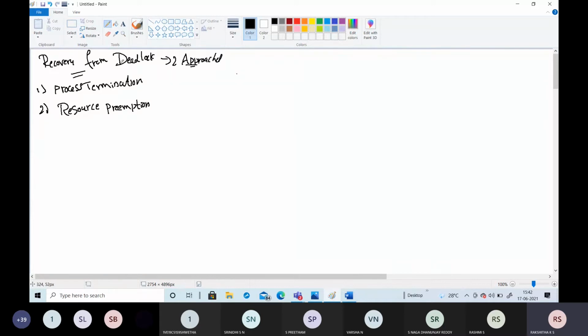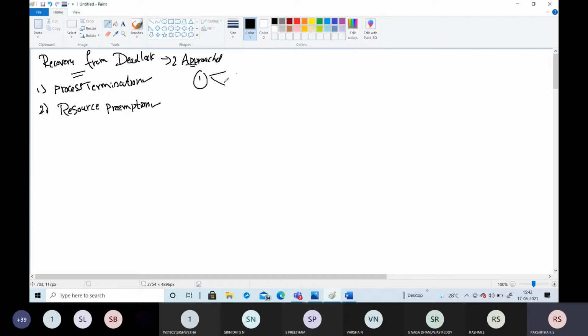Okay, so what are the two different approaches we have used in the recovery from the deadlock? First is process termination and second is resource preemption. If a deadlock has already occurred, then you have to terminate the process or use resource preemption, so forcefully you have to remove the resource which is allocated to the process. First we will see what process termination is.